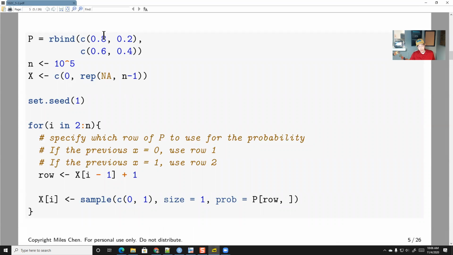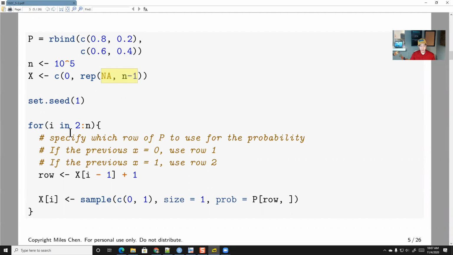So I just wrote up a little bit of code that will run the Markov chain, okay? So first create the transition probability matrix, okay? 0.8, 0.2 for the first row, 0.6, 0.4 for the second row. And then I guess we'll do this 100,000 times. I'm going to start off at 0, and then everything after that is blank, okay?